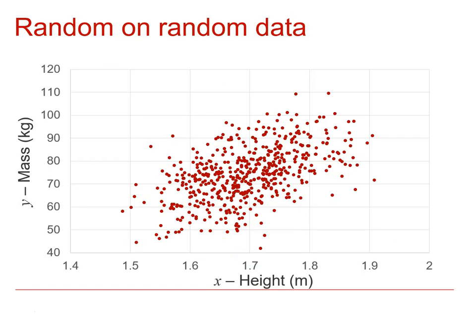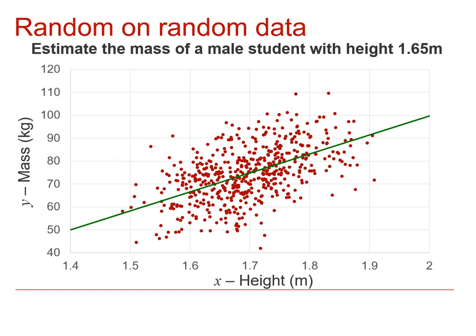So here we have a data set showing the height and mass of male Year 13 students. Remember, there is no control variable, this is random on random data. The regression line calculation would run through there. And if you're asked a similar question to the ones asked in the random on non-random data, estimate the mass of a male student with height 1.65 meters.